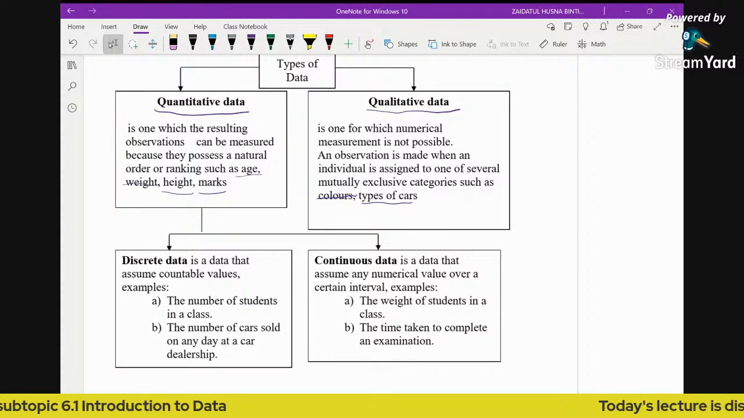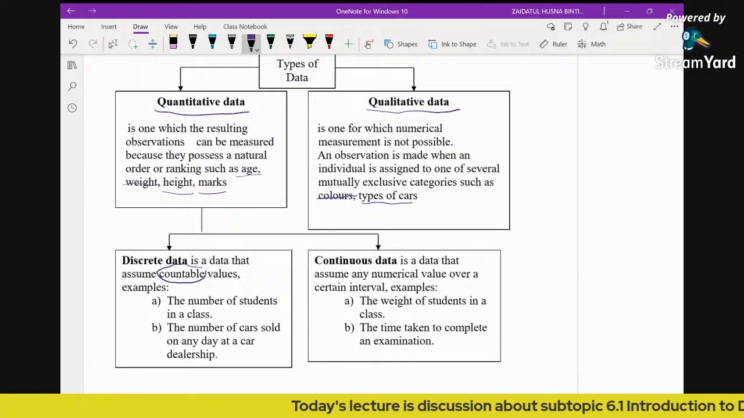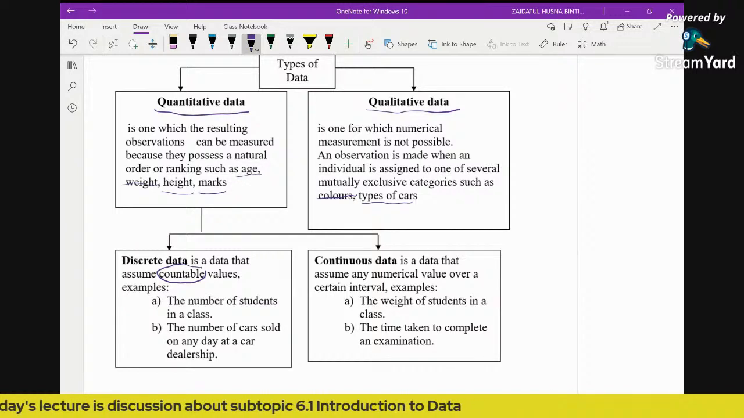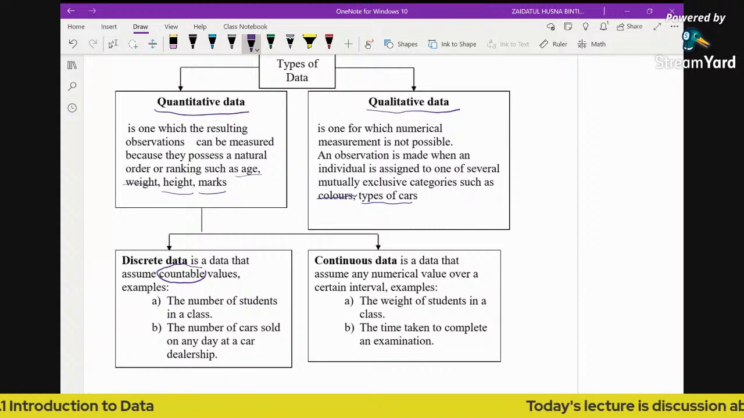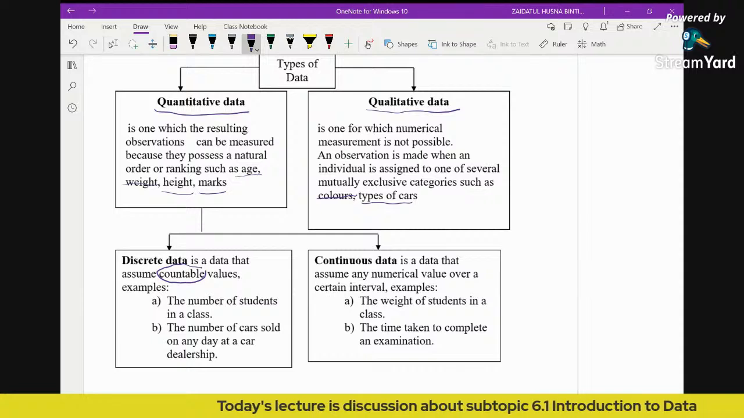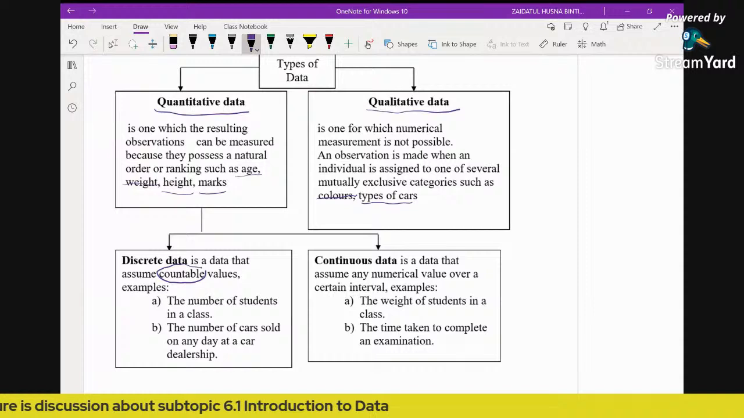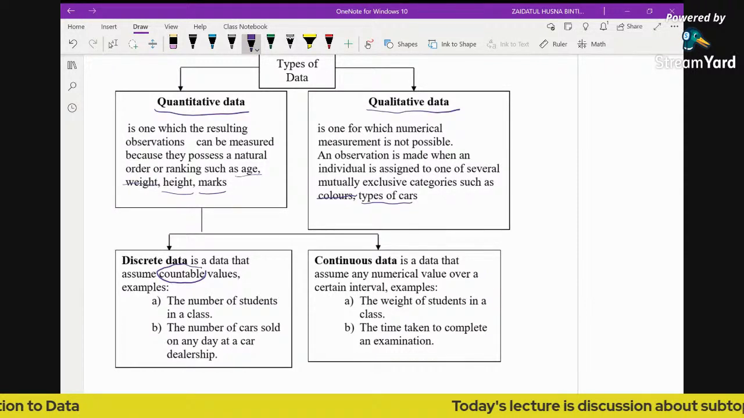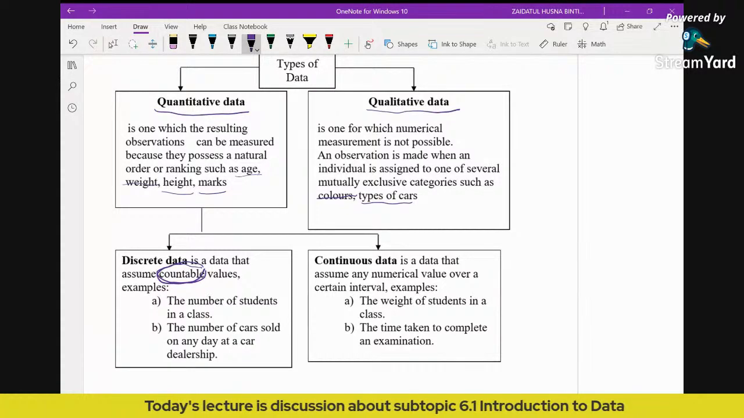Discrete data is data that assumes countable values, something that we can count. If you recall topic 1 semester 1, we started with counting numbers, represented by the letter N, natural numbers. Natural numbers are also called counting numbers. When you started to count, you started with number 1, then 2, then 3. If you count people, they have to be 1, 2, 3. You cannot have 2.5 people. So any data that assumes countable values, we call discrete data.